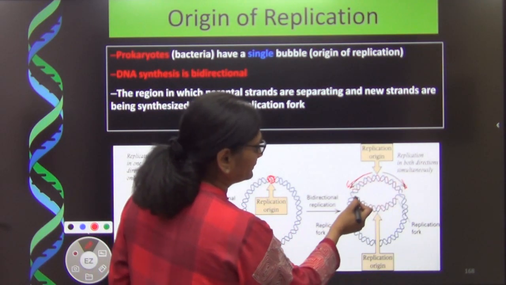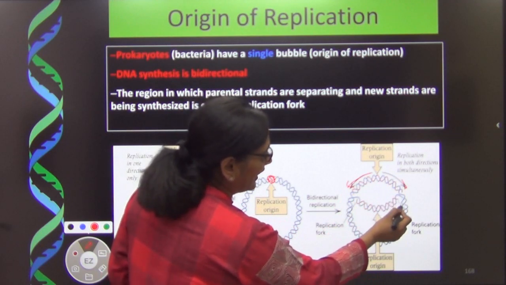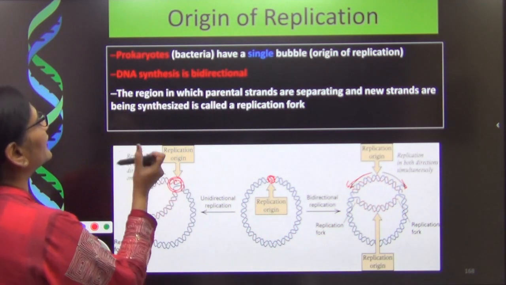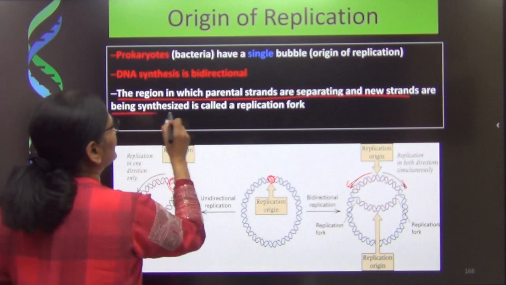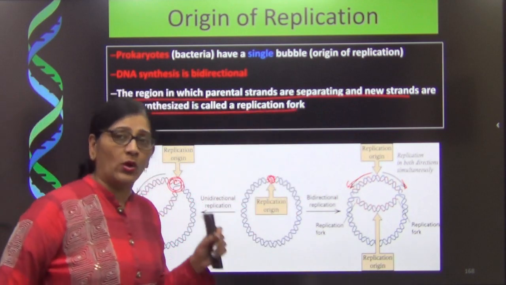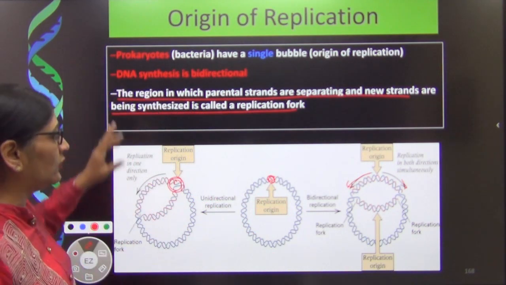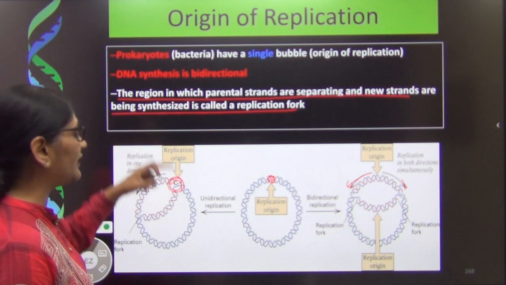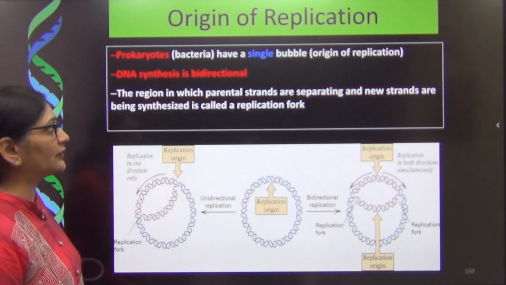It moves either way. यहाँ से भी DNA देखो multiply हो रहा है. You can see it is opening here and it is multiplying. It is opening here. It is multiplying. That means the region in which the parental strands are separating is called a replication fork. What is replication fork? I will tell you later. Filhal, I just want to tell you, in prokaryotes there is only single ori or origin of replication, and DNA synthesis in prokaryotes is bidirectional.